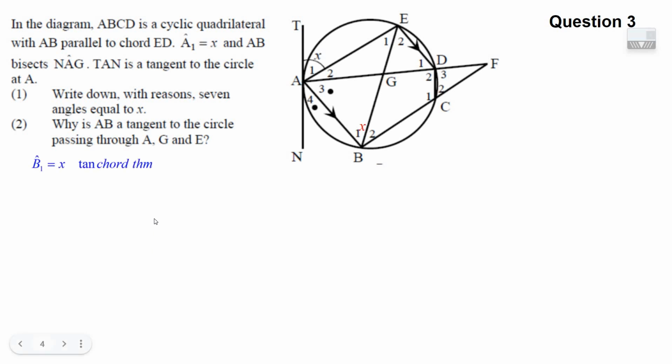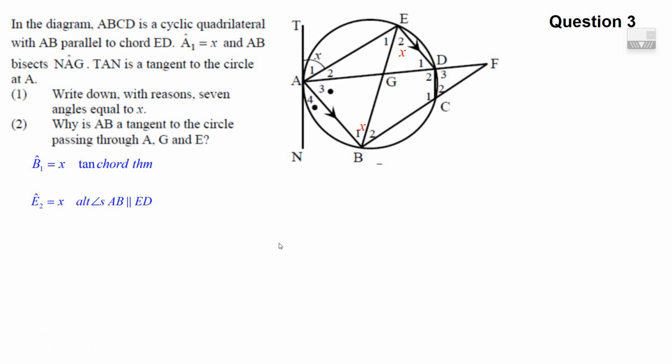This X, what does it equal? Well, X equals B1. If we look at this triangle here from A to B to E, there's an angle between the tangent and the chord, and there's an angle in the alternate segment at the top of the triangle. So B1 is equal to X, the tan chord theorem. The next one I did was E2. I got E2 is equal to X because I right away saw a Z here with these parallel lines. So E2 is equal to X because of alternate angles, AB being parallel to ED.